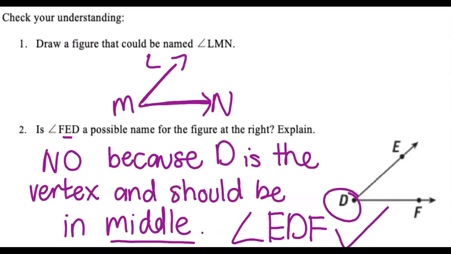All right, the answers. So I need you to draw a figure. It was necessary that you have M in the middle, the vertex, with L or N, here or here, doesn't matter. Number 2 is incorrect because D is the vertex and it needs to be in the middle. So here you have letter E in the middle, which is not correct. D would have to be here to be correct. So angle EDF is the correct way, or FDE would be correct. Okay? All right, let me know if you have any questions, and then happy practicing.